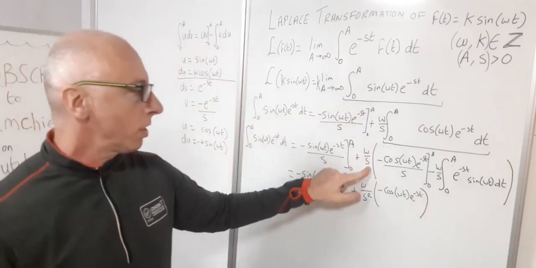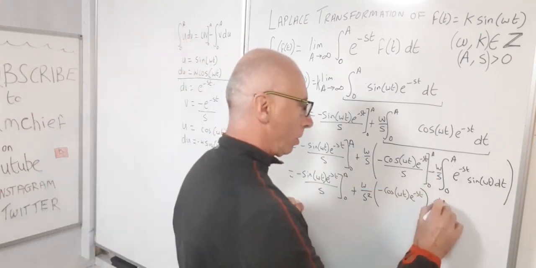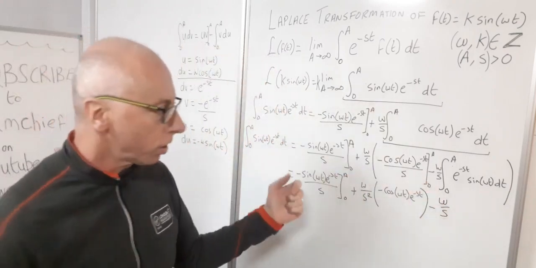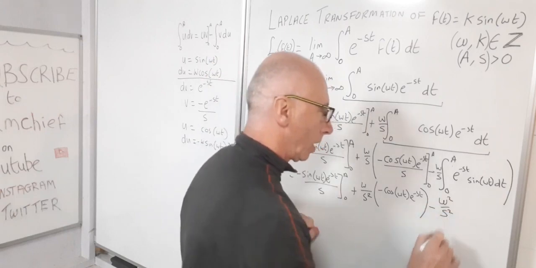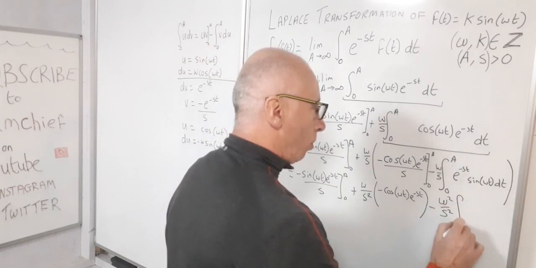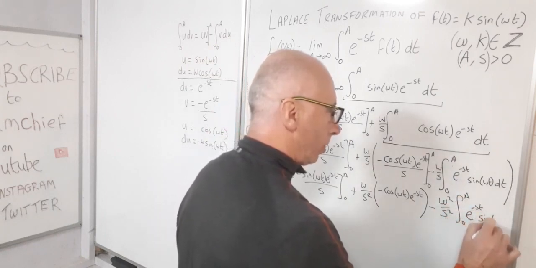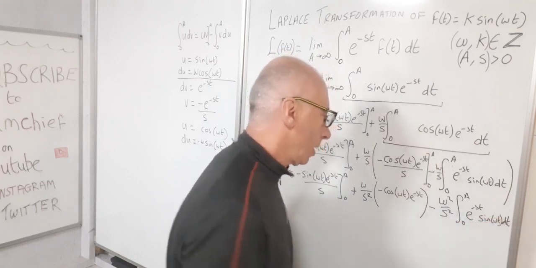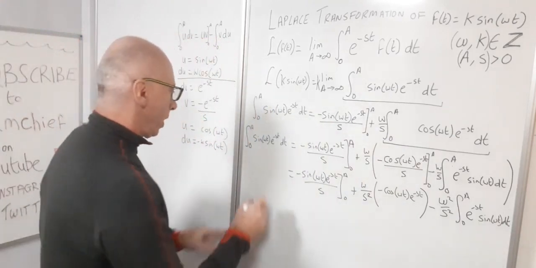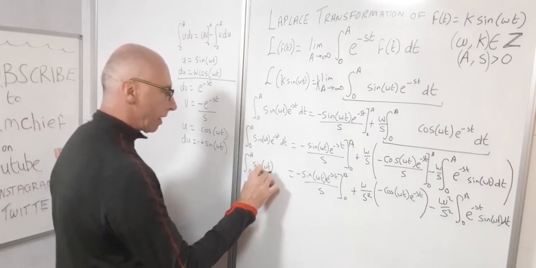Now still carrying on with this one. So I now subtract another one. So minus w over s, but I multiply both by ws, so I've got w squared over s squared, and then my integral. So that would take care of that as all one term. So 0 to a, e to the minus st sine wt dt. Okay, so now I'm going to rewrite my integral here, and then now it'll all become clear what we can do when we factor this out.